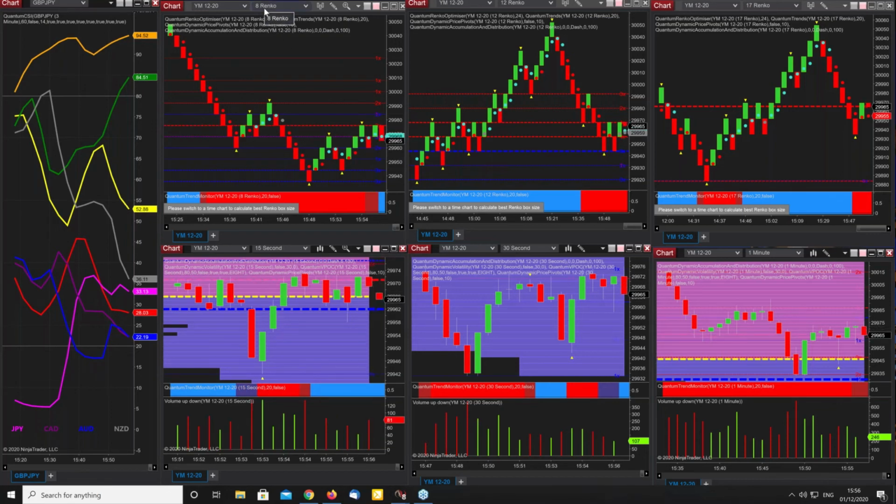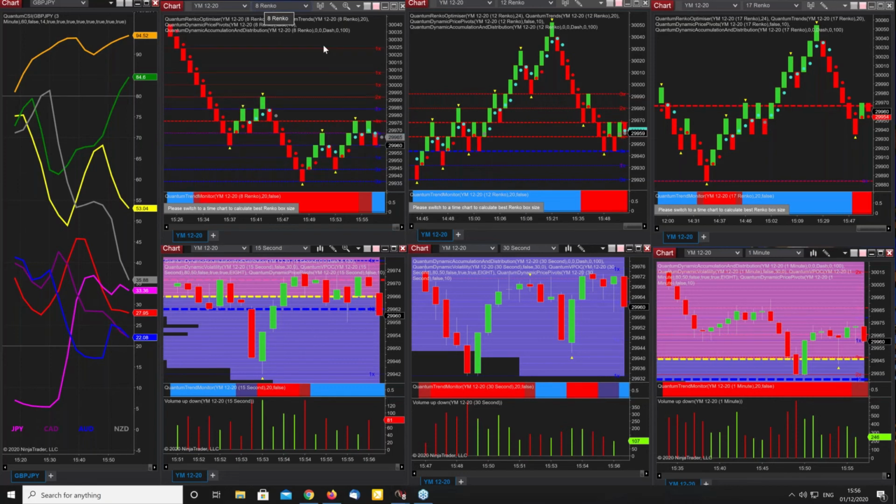So in this case, we've got 8. As soon as 8 points of movement have gone through, then the brick forms and it's on to the next one. So that's completely independent of time. This is the metric that governs it, not the chart to which it is attached.